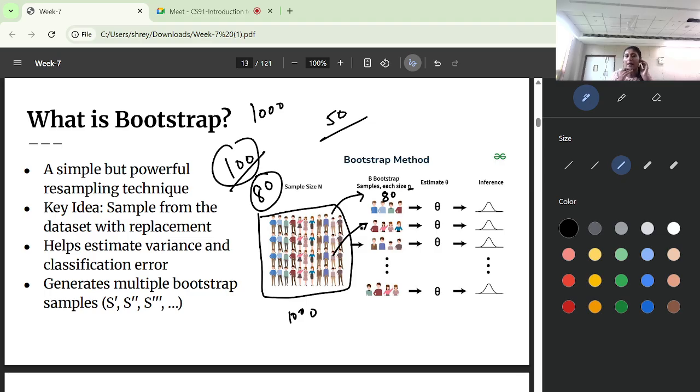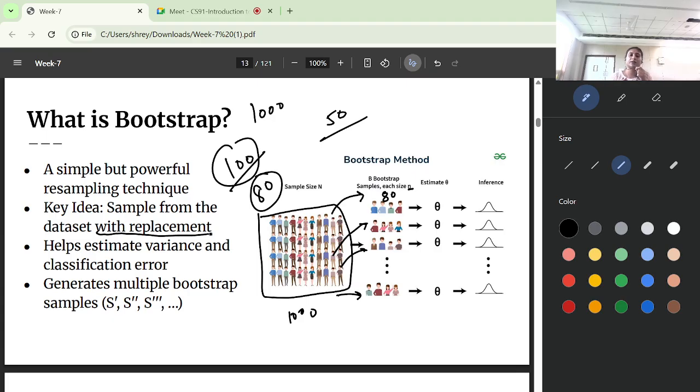Okay, so bootstrap means there is a bag with multiple data points inside it, and you pick out some n data points from it. Here also this is 80, here also it is 80. So these 80 samples can be drawn from the original data set with replacement. This is called with replacement.